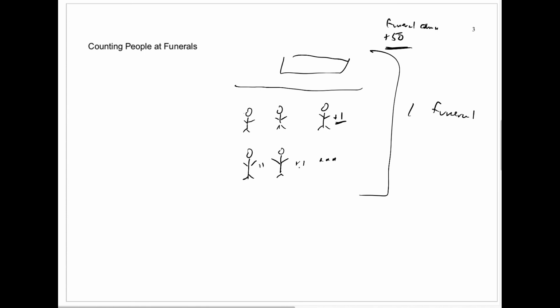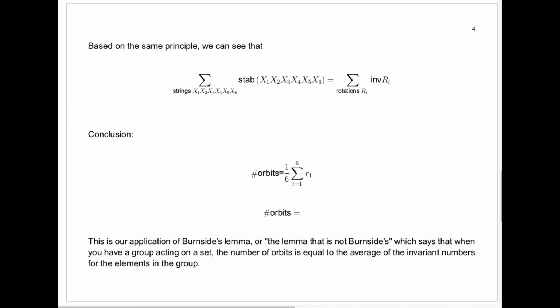And I claim that's exactly what we can do in this mathematical problem that we're facing now when we're counting orbits. We have to sum up. We've already seen that the number of orbits is just 1/6 for the problem we've been working on, 1/6 the sum of the stabilizer numbers for all the strings.